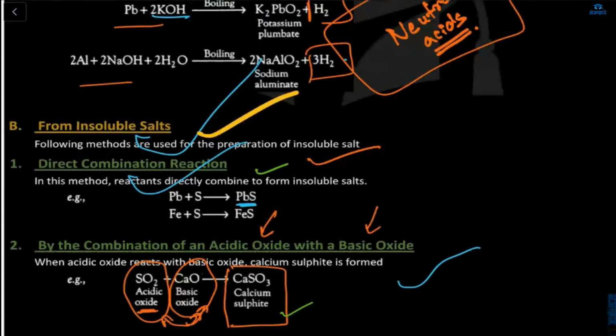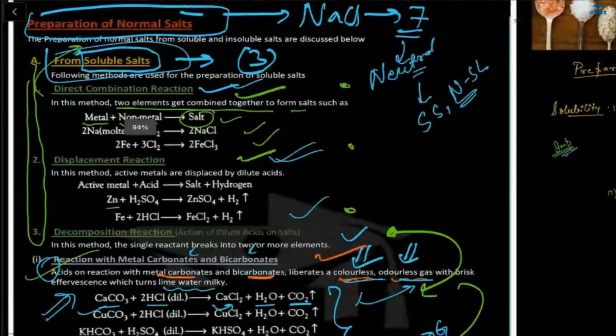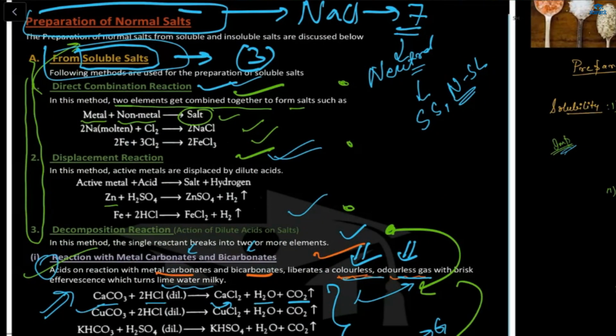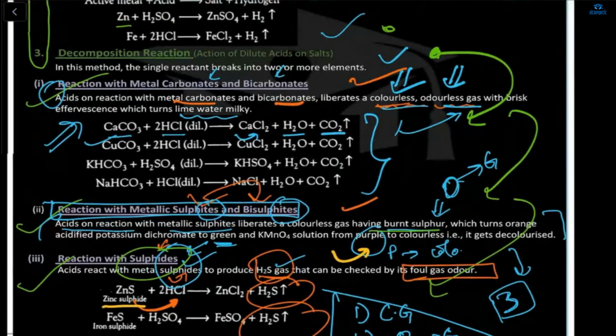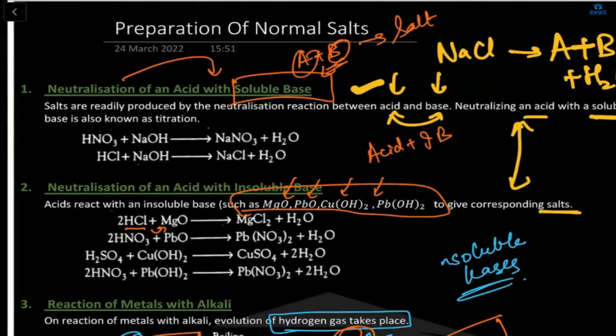Next, from soluble salts, how many processes did we discuss? From soluble salts, first was the combination reaction, second was the displacement reaction, third was the decomposition reaction, and reaction with metal carbonates and bicarbonates, metallic sulfides and bisulfides, and reaction with sulfides were discussed, and three more from soluble base and insoluble base.